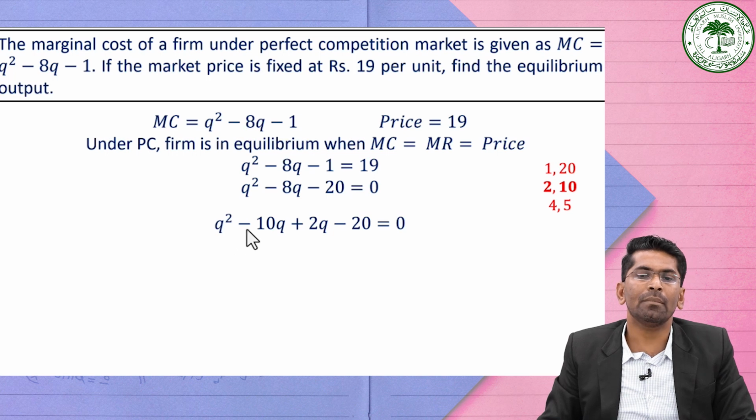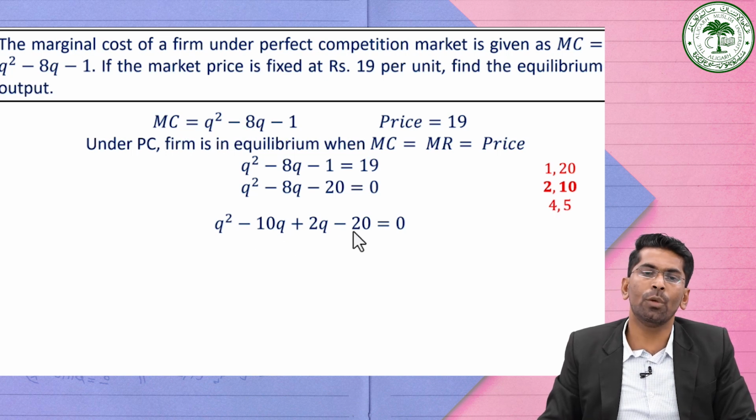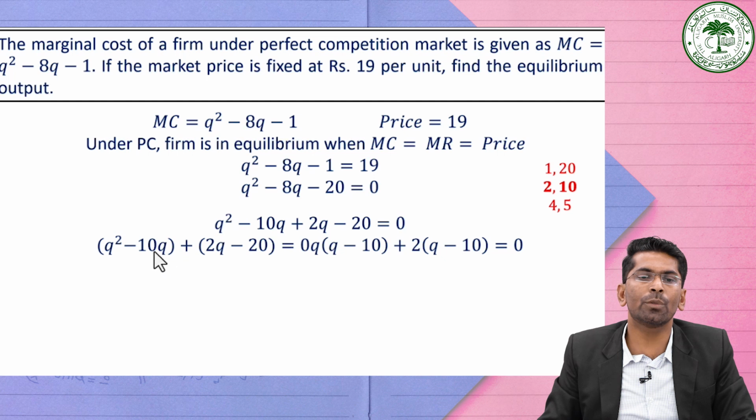So Q square, instead of minus 8Q, I am writing minus 10Q plus 2Q, because these are the two numbers, minus 10 and plus 2. So it is minus 10Q plus 2Q minus 20 is equal to 0. Now we are grouping this equation: Q square minus 10Q plus 2Q minus 20, which is equal to 0.